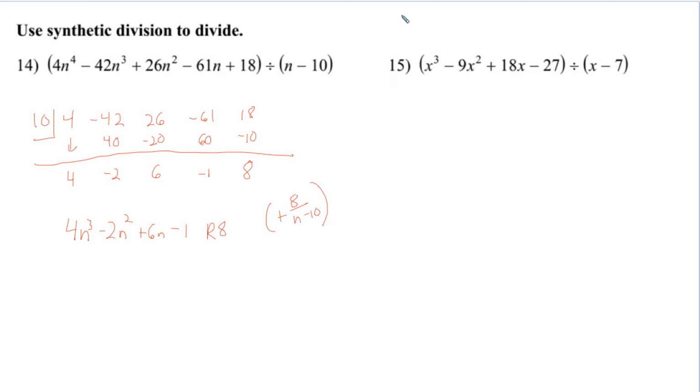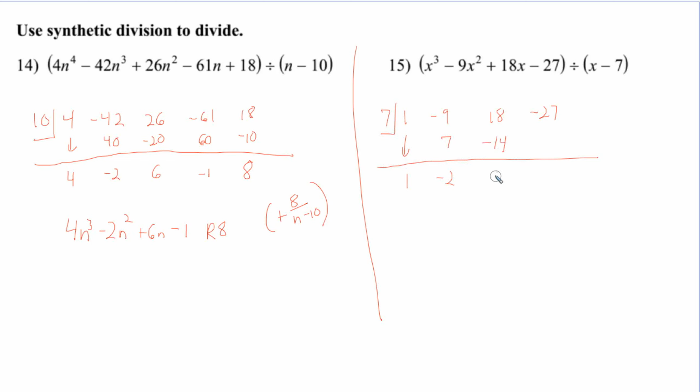So this one's going to be the same idea. We bring out the opposite of this, which is 7. List our coefficients, 1, negative 9, 18, and negative 27. We bring down our first one, so it's the only thing that's a little different. We bring down, and now we multiply, add. 7 times 1 is 7, add is negative 2. Negative 14, add is 4. 7 times 4 is 28. We add these, we get a 1.